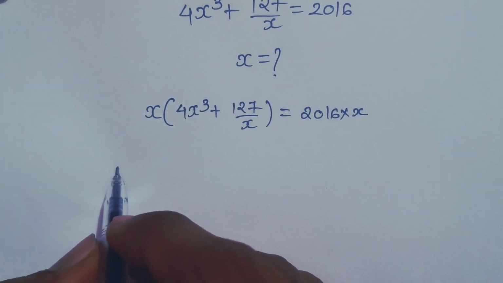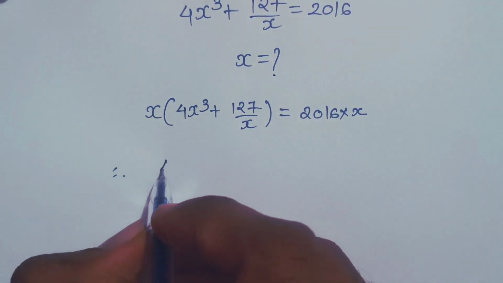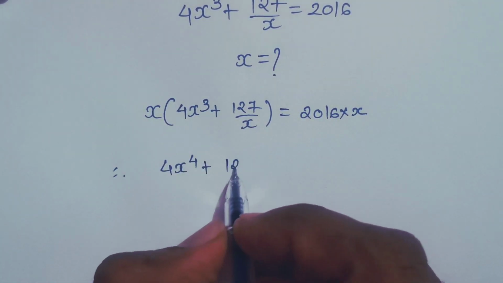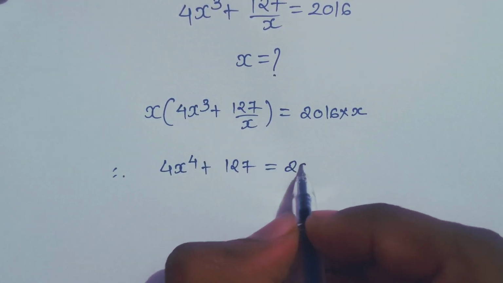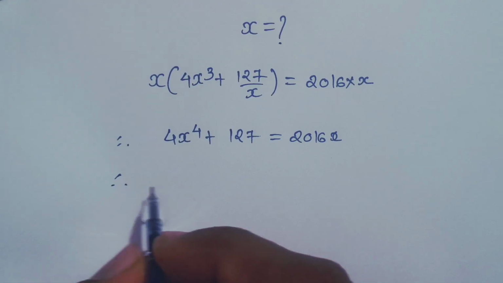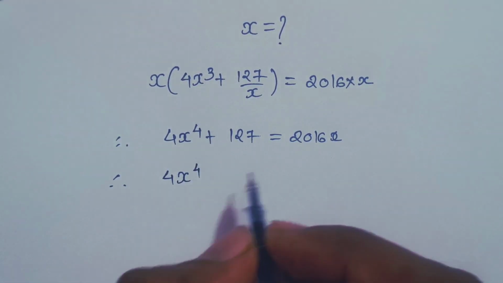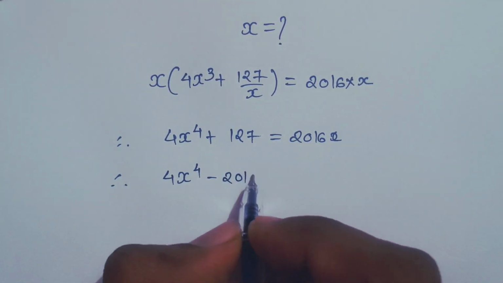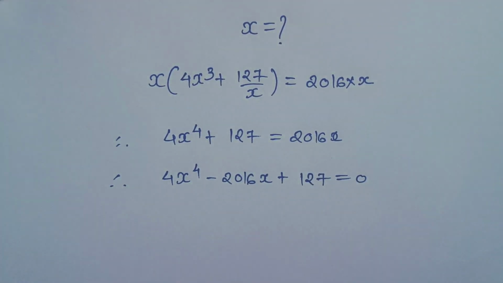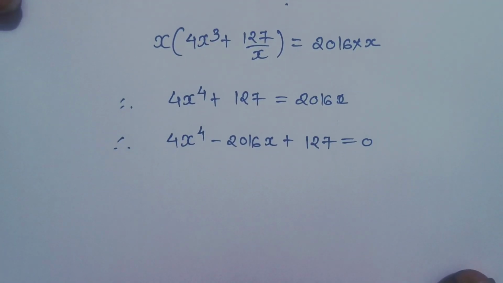Now simplify the bracket. Therefore, 4x cube into x means 4x raised to 4, plus 127 upon x into x means 127, equal to 2016x. Now move this 2016x to this side, means minus 2016x. So 4x raised to 4 as it is, minus 2016x plus 127 equal to 0. Now this is a fourth degree equation.